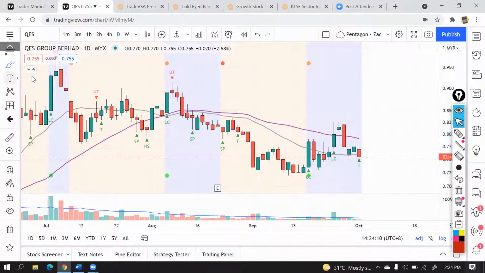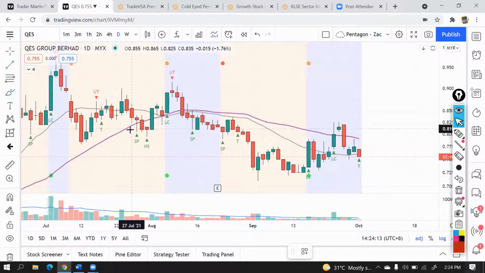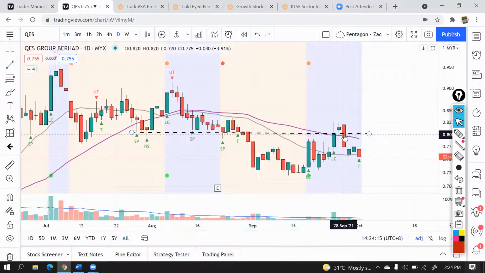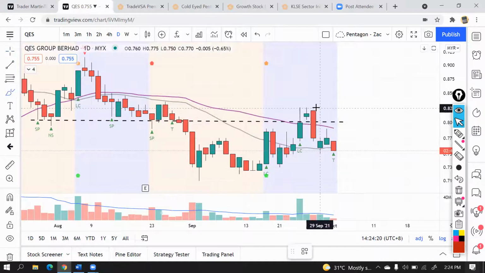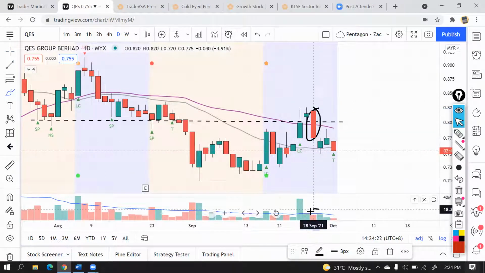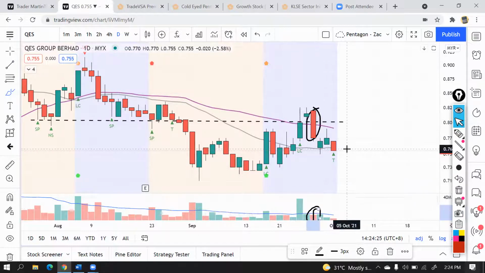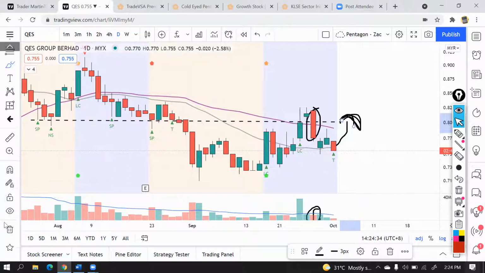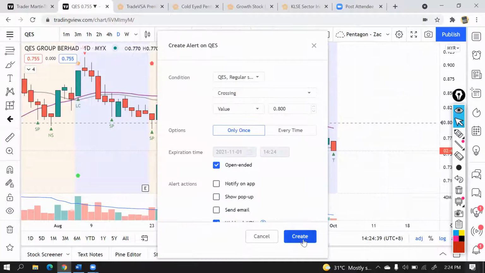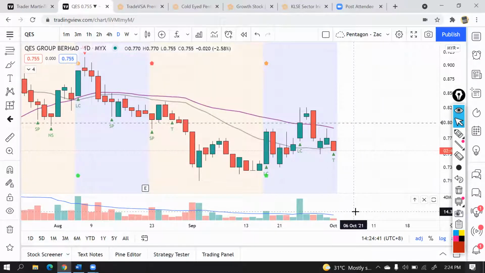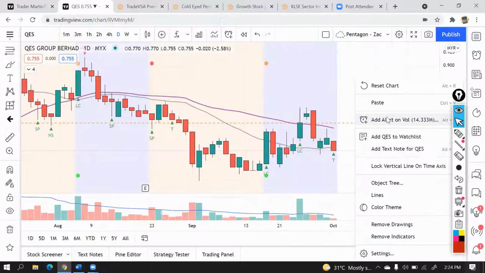Let me erase NS. It didn't hold and it broke below. But if you notice, this bar here didn't come with high volume. So I think they are still in the shakeout, and likely to have another chance to retest the resistance. So what I do is I will put my alert over here again, 80 cents, and I will put volume. I want to see high volume.